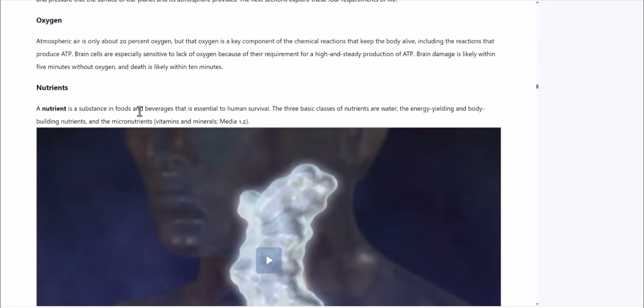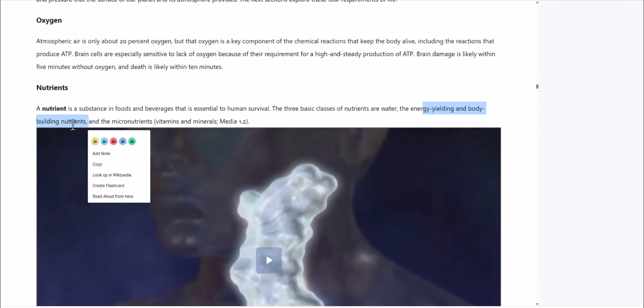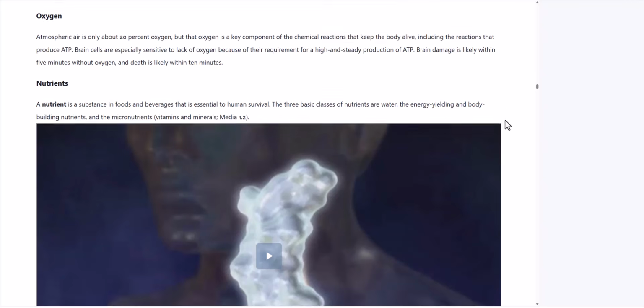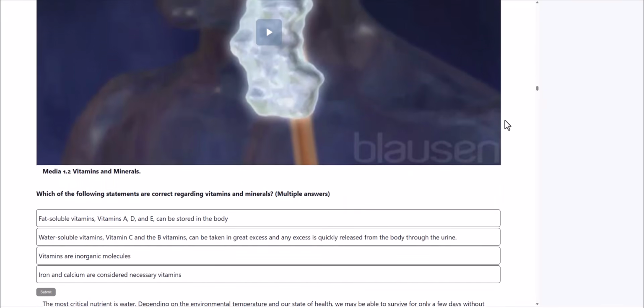All of our body requires nutrients. We get this from our food and our beverages. We certainly take in water. We need to have water. We need energy-yielding and body-building nutrients. This is the food that you're eating. And in your food, there are micronutrients, think vitamins and minerals, that are also necessary for your body to work on all functions.